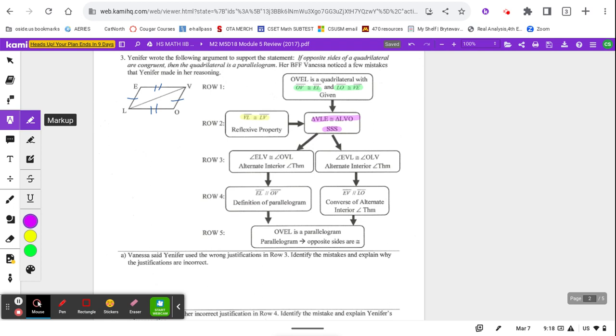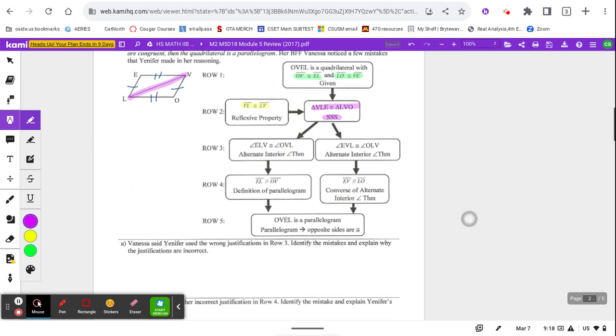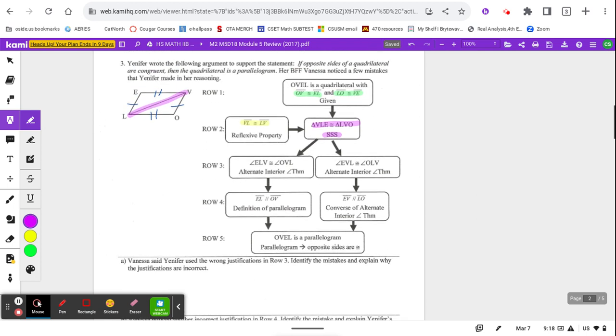And then we're going to start to see some issues pop up. Now that we showed the triangles are congruent, we can say that this set of angles is congruent and this set of angles is congruent. So let's go mark them. We're saying that the set of angles ELV and OVL are congruent. Okay, well, those are alternate interior angles, but that's not why we should be saying that this is congruent yet.